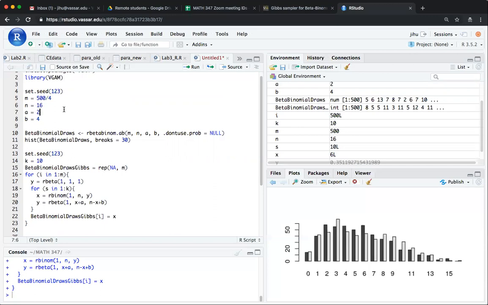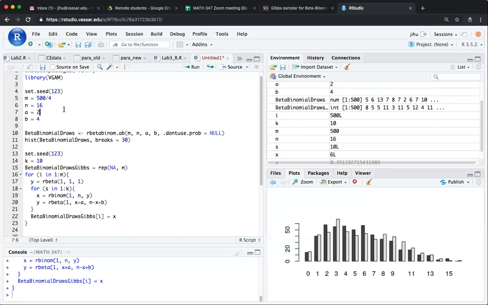So this might be the best time for us to talk about parallel computing. Later on in the semester, we're typically going to run one longer chain, and then do the burn-in and the thinning to make sure that we have independent draws from the posterior.